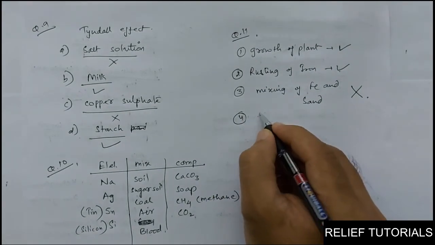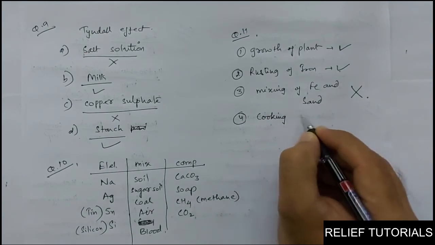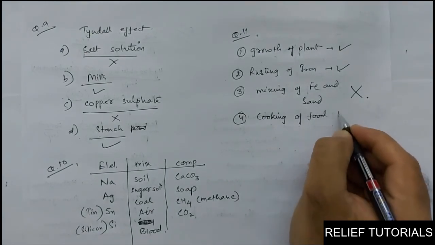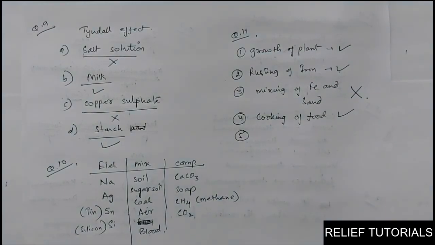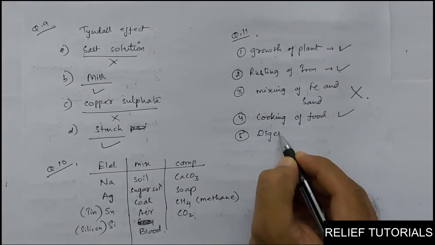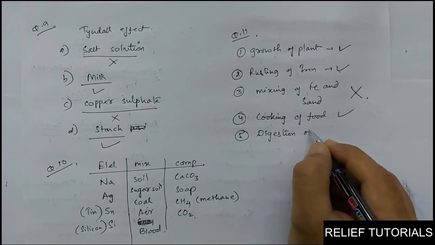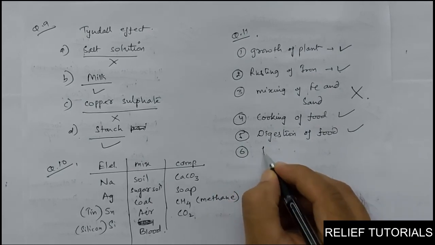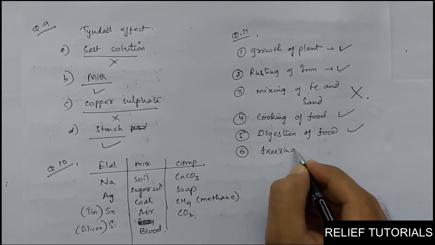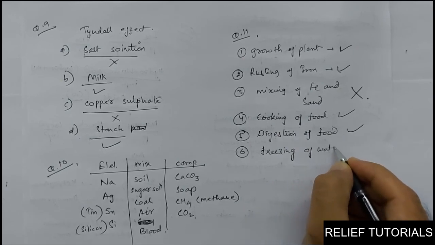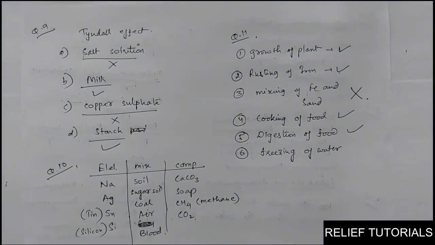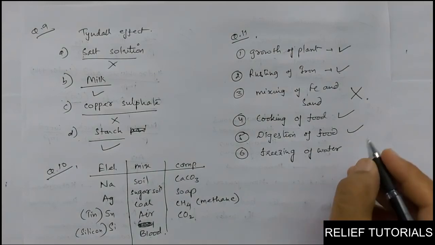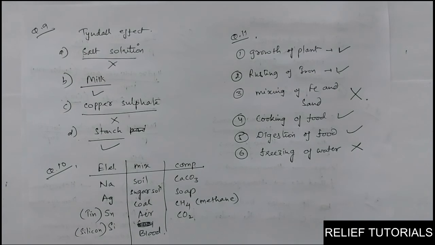Next is cooking of food. Obviously, it is irreversible, so it's a chemical change. Once you cook the food, it cannot be converted into raw vegetables or flour. Digestion of food is also a chemical change. Freezing of water. So I think it is a physical change, because once the water freezes, it can again be converted into water. So it's a physical change, it is not a chemical change.